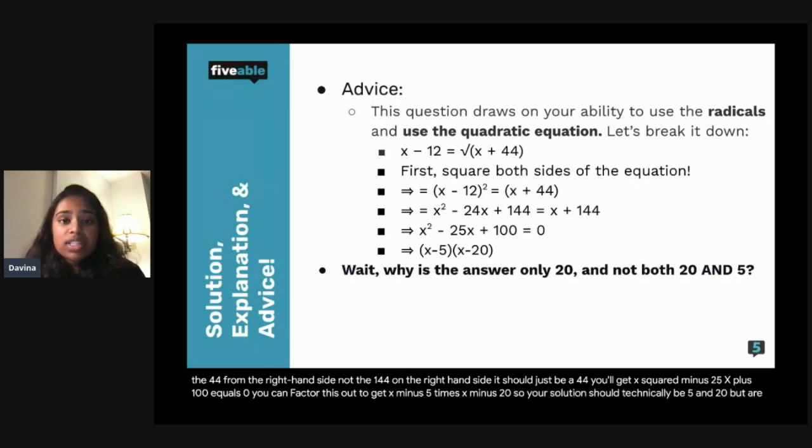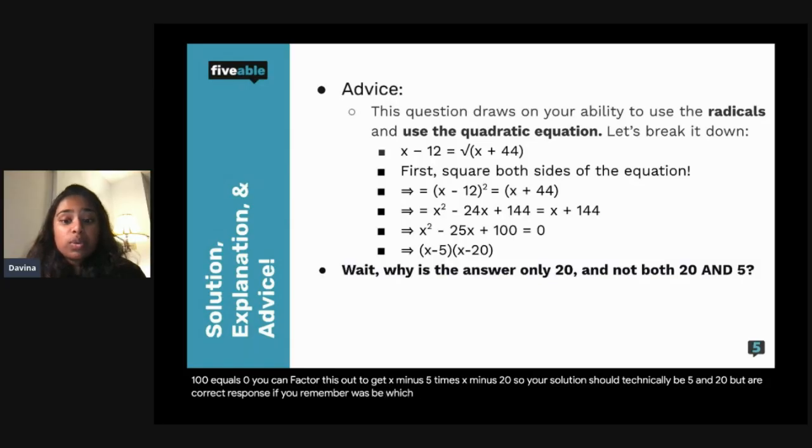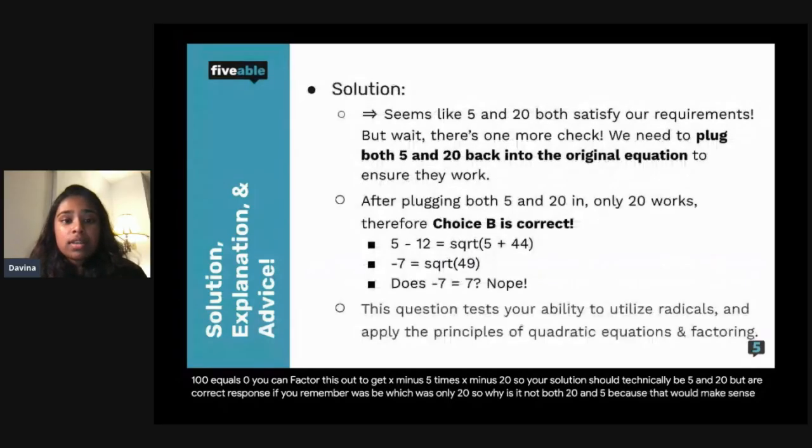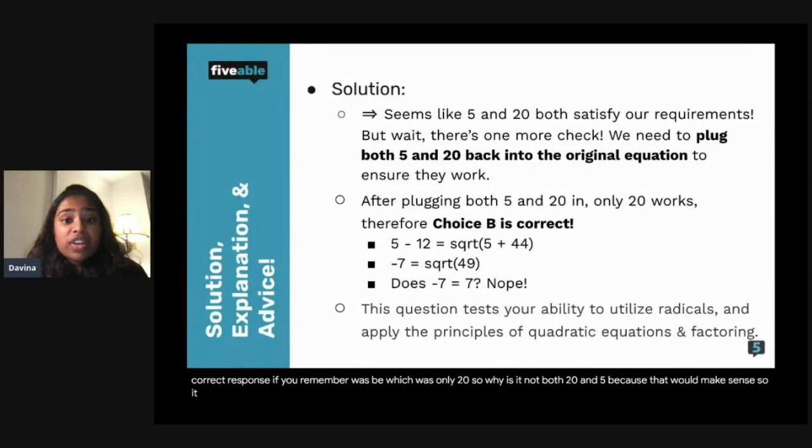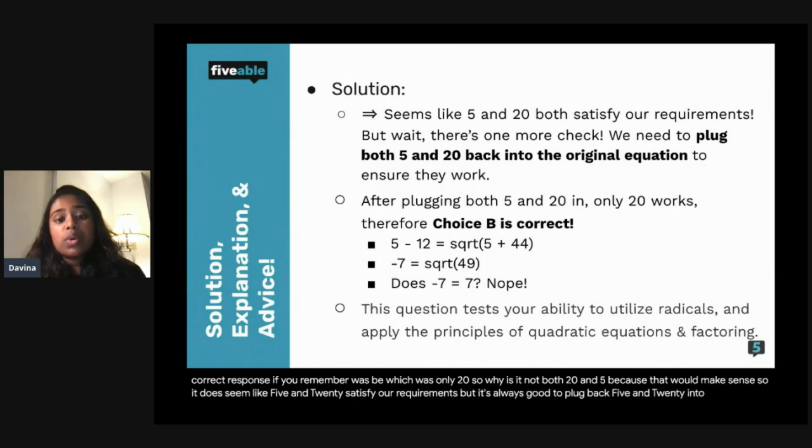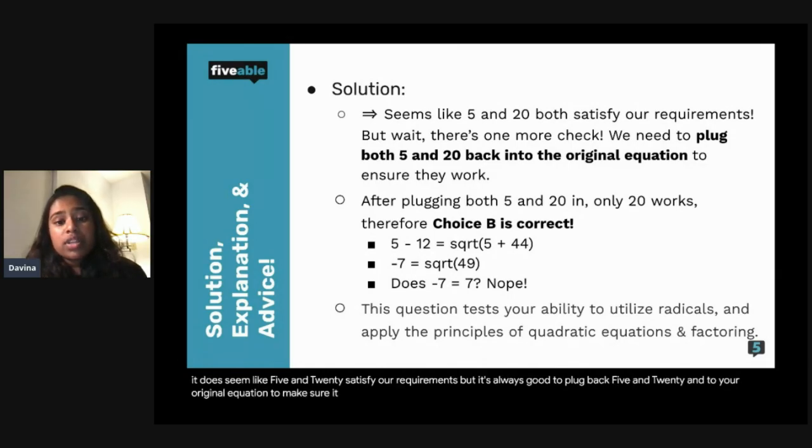But our correct response, if you remember, was B, which was only 20. So why is it not both 20 and 5? Because that would make sense. It does seem like 5 and 20 satisfy our requirements, but it's always good to plug 5 and 20 back into your original equation to make sure it works.